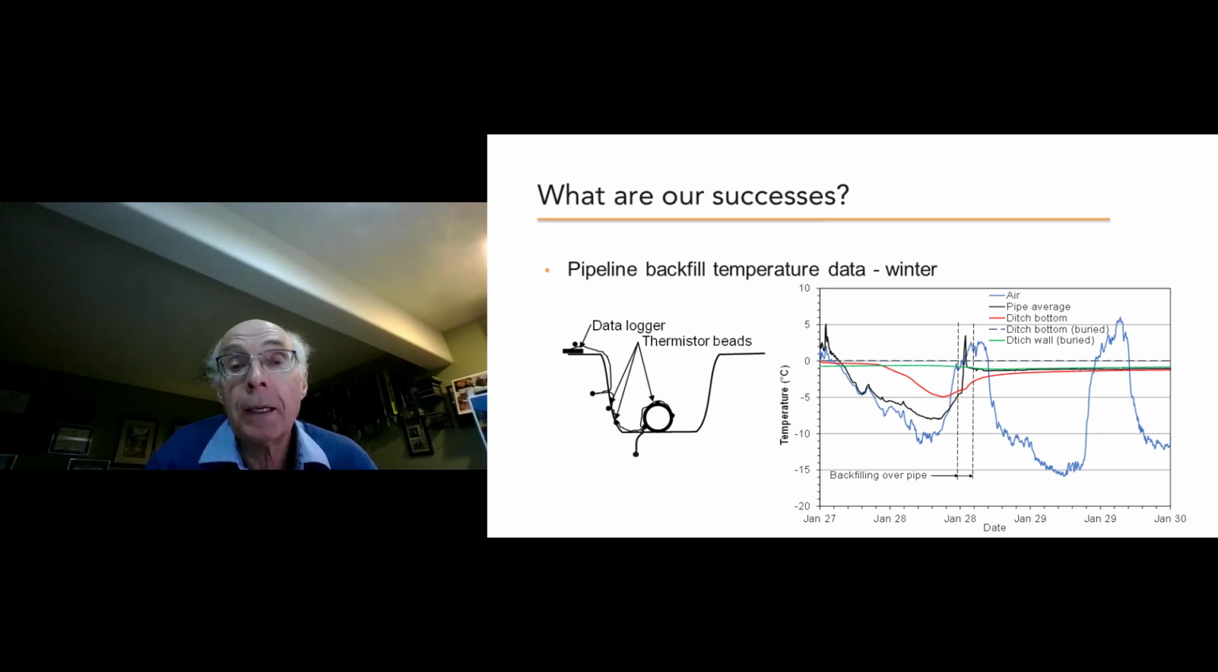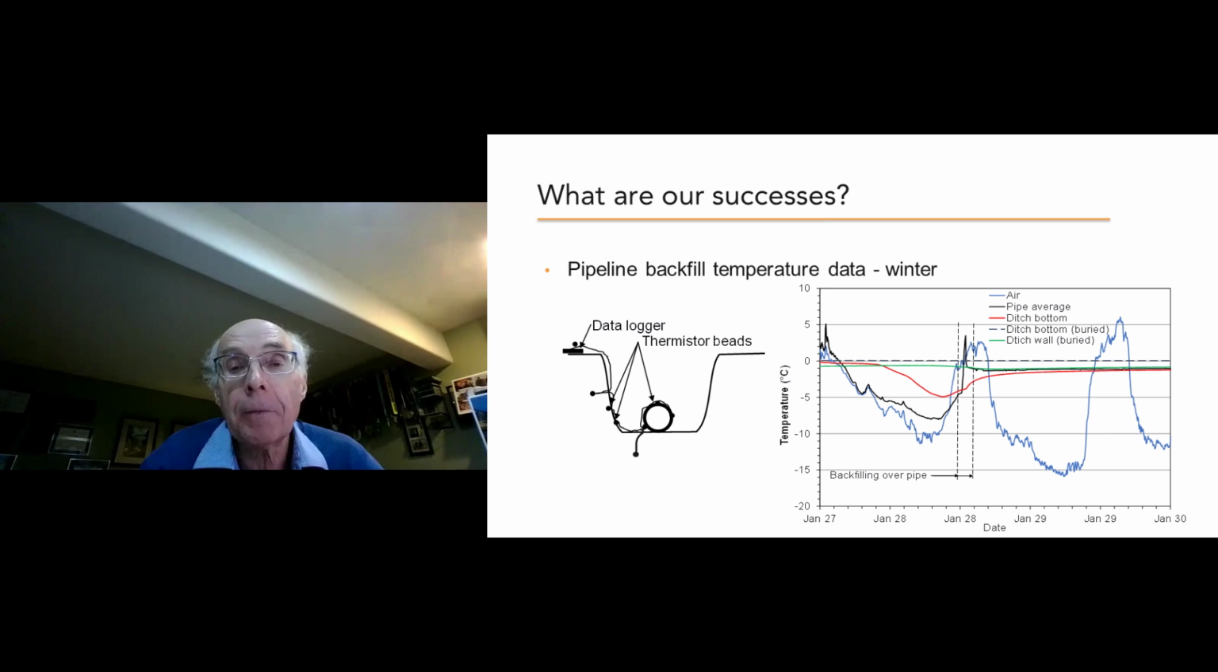And then you've got two horizontal lines at 0 degrees, a dash line and a green line. Both of those represent the ditch bottom or the ditch wall temperatures. So you can see that they are relatively close to zero. And then the red line that you see is the bottom of the ditch, so it's exposed to the air. And finally, you see the black line, which is the average pipe temperature. And in this particular piece of research, we had 3 thermistors connected to the pipeline. And so we were measuring 3 different temperatures, the top and 2 sides.